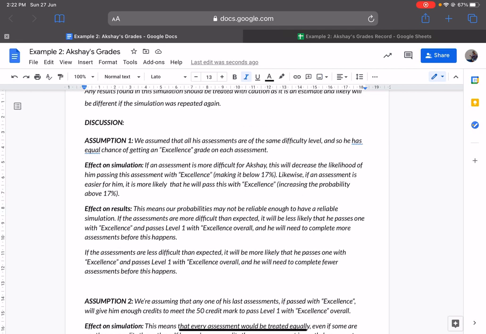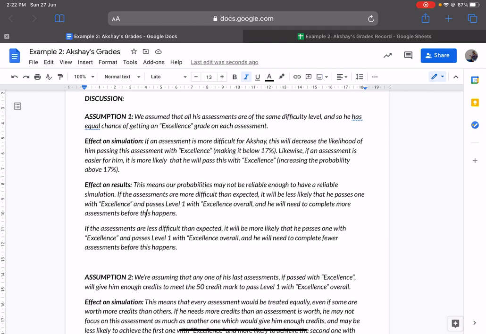Now, for your discussion, I've written down 2 assumptions which may affect this simulation. So the first assumption is that we assumed all his assessments are of the same difficulty level, and so he has an equal chance of getting an excellence grade on each assessment. But if an assessment is more difficult for him, it will decrease the likelihood of him passing this with excellence, so it'll be below 17%. And if an assessment is easier for him, it is more likely that he will pass this with excellence, and that will increase the probability above 17%.